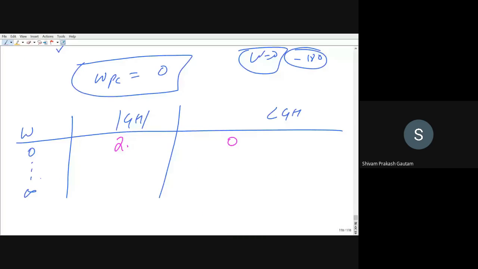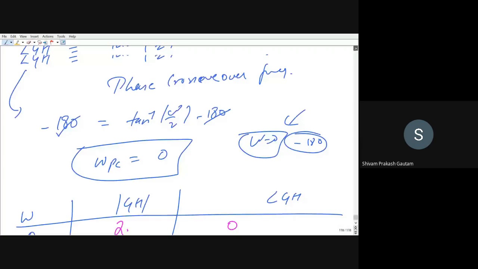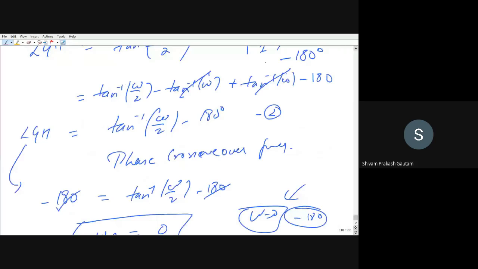If omega is equal to infinite in equation number 2, see equation number 2 and substitute omega equal to infinite. Minus 270. Why minus 270? Because if omega is equal to infinite, then tan inverse will give me 90, so plus 90 minus 180 will be minus how much? Plus 90 minus 180 will be minus 90.